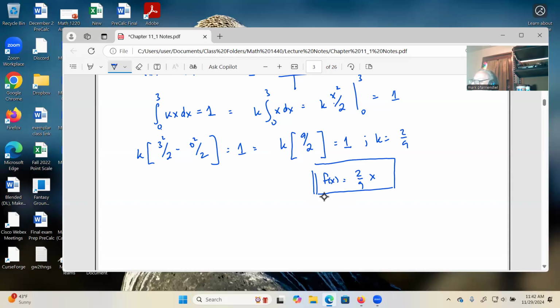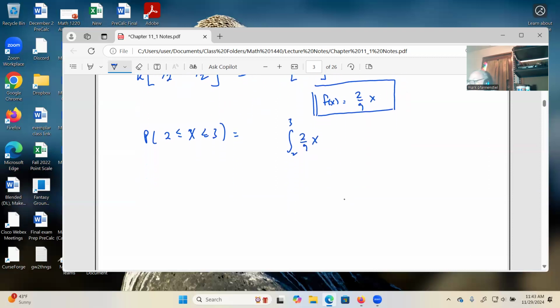If they ask us, hey, what's the probability that x is going to be between 2 and 3? All we're going to do is take this. So this is part 2 for this. We're going to figure out the integral between 2 and 3 of 2/9 x. That's all we're going to do with this. So if they ask you for the probability between two numbers, we're going to do this.